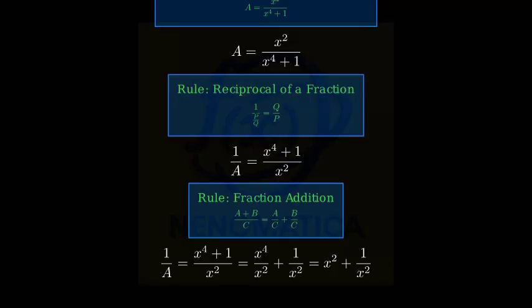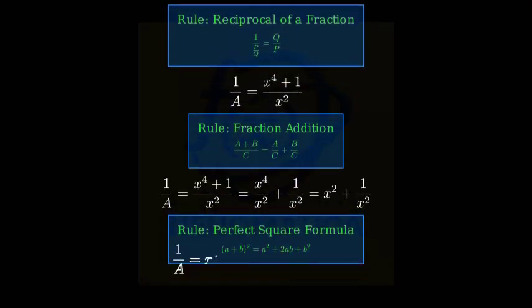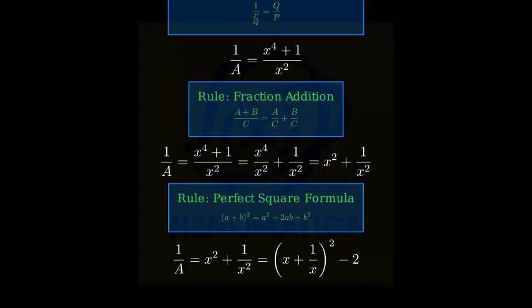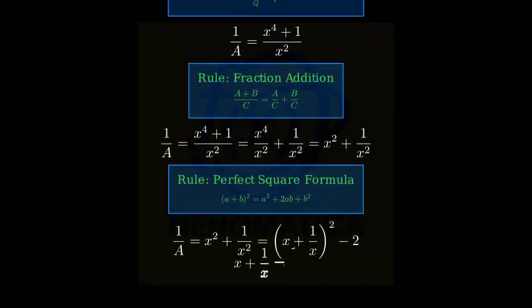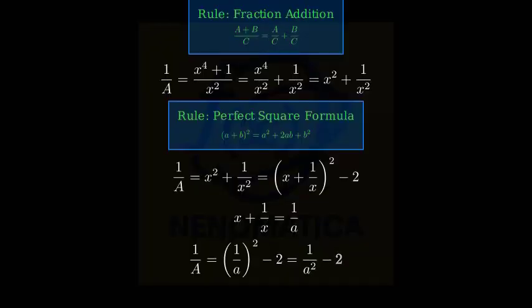Now, let's notice something interesting. We can rewrite x squared plus 1 over x squared as the square of the expression x plus 1 over x, minus 2. Remember, from our earlier steps, we know that x plus 1 over x equals 1 over a. So, 1 over a equals the square of 1 over a, minus 2.